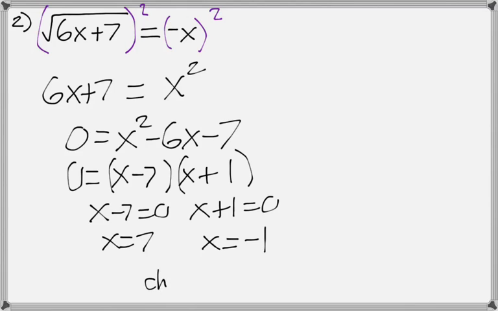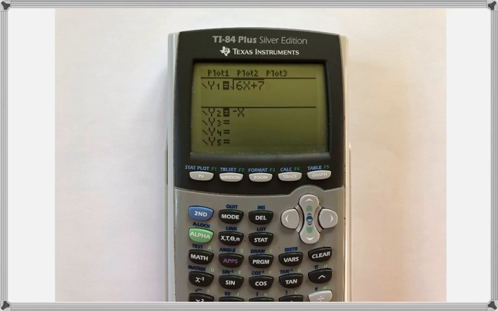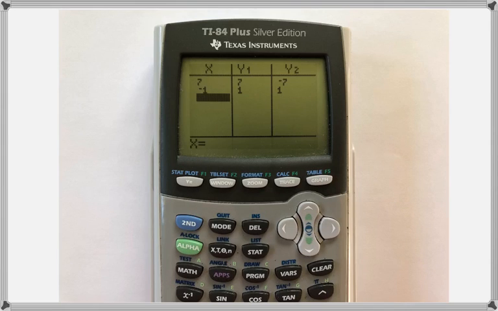But we do need to check this with the table. So I want to type in my left-hand side of my equation into y1 and my right-hand side into y2. And then I put in my two answers, 7 and negative 1.